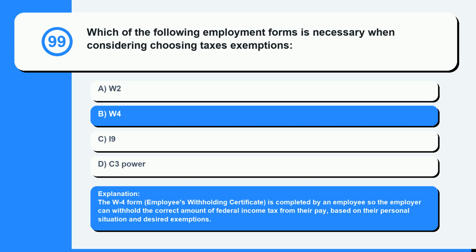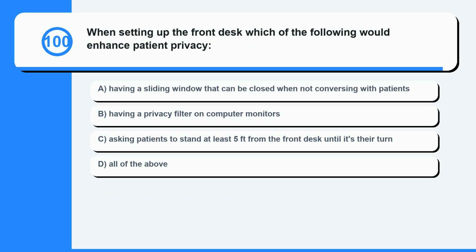Question 96. Of the following choices, which should not be considered when performing payroll functions? A. Number of exemptions. B. Deductions. C. Hours worked. Or D. Number of patients roomed per day.